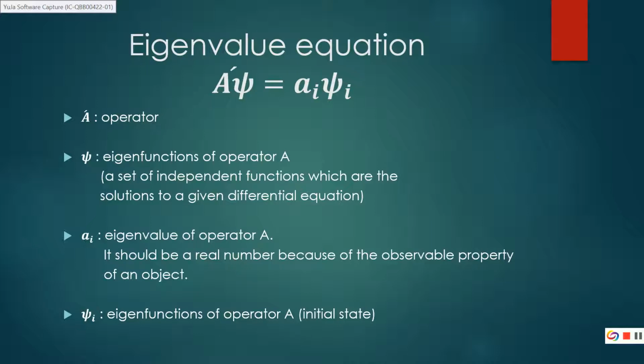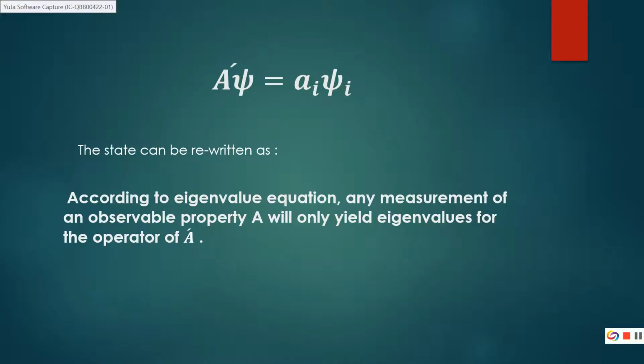The last one is another psi, which is again an eigenfunction of the initial state of operator A. So with understanding the equation here, the postulate can be rewritten as a simpler and more straightforward sentence: according to the eigenvalue equation, any measurement of an observable property A will only yield eigenvalues for the operator of A. It looks way more straightforward and easy to understand because this is a direct interpretation of this eigenvalue equation.